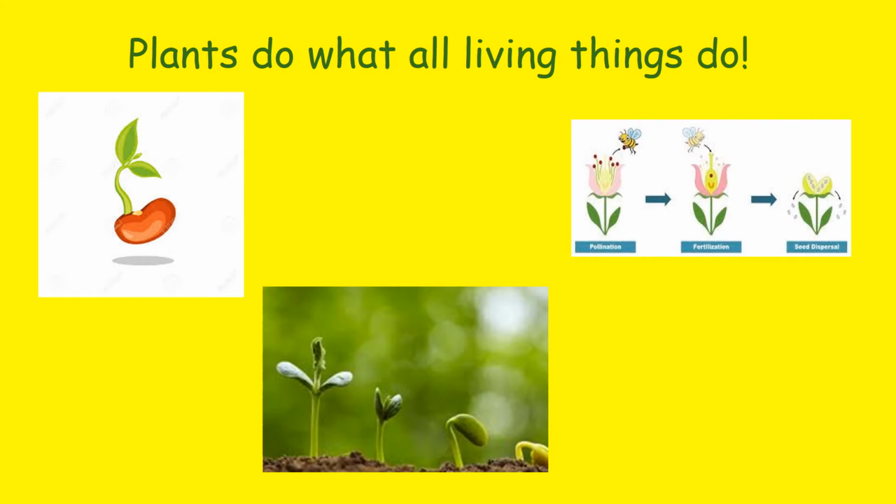And finally, plants reproduce. That means that one plant can make many plants. And the picture that is up there is showing how a plant can do that. It needs a bee's help. Or the wind, it needs to spread its seeds to other areas so more plants can grow.